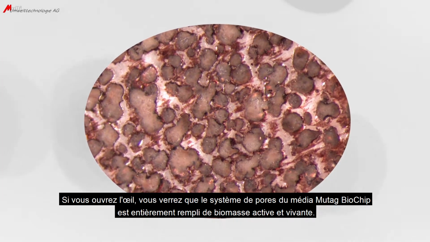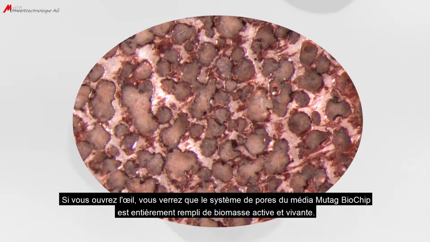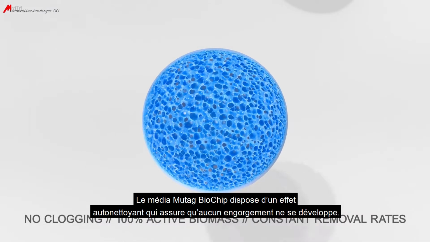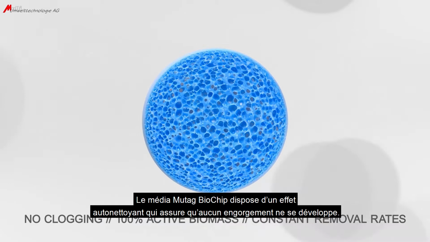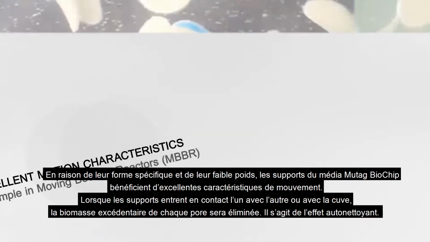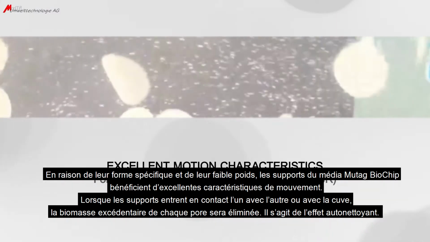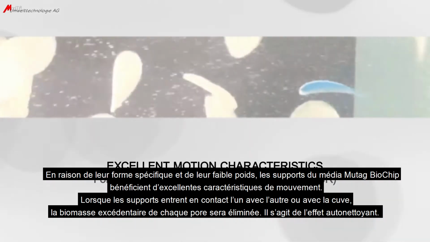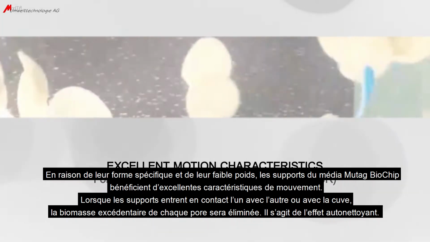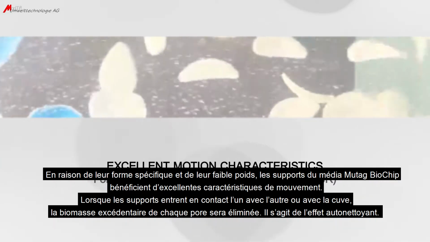As you will observe correctly, also the pore system of the Mutag BioChip is completely filled with biomass, whereas the point here is that all this biomass is active and alive. In fact, the Mutag BioChip provides a self-cleaning effect, which ensures that clogging is simply not possible to happen. Due to their specific shape and the light weight, the Mutag BioChip carriers provide excellent motion characteristics, and once the carriers collide with each other or with the tank wall, any excess biomass which is trying to grow out of the pores will be sheared off, the so-called self-cleaning effect.